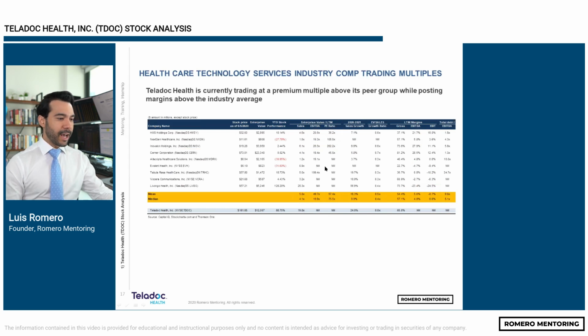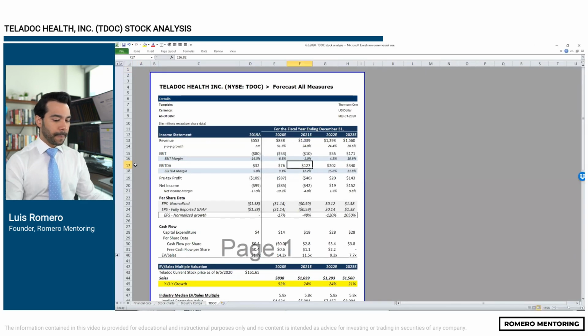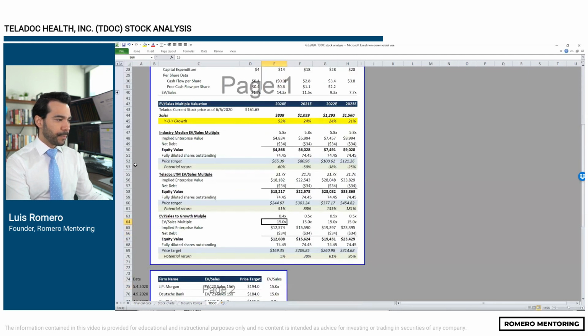Here we go. In the next slide, you see the price targets of the analysts, JP Morgan, Deutsche Bank, Credit Suisse, and then the multiples. If we open up the actual spreadsheet, as I'm showing right here, let's scroll down and go through this process. When you're applying multiple valuation, there are different ways to go about it.